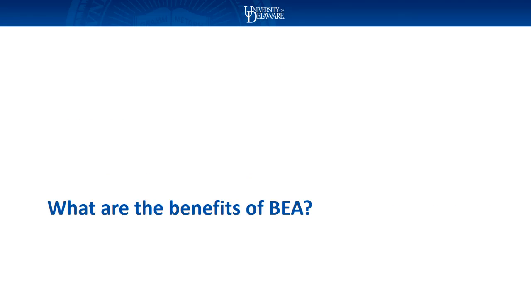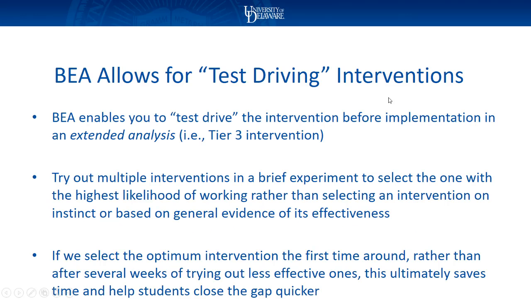What are the benefits of BEA? First, BEA allows for test driving interventions. BEA enables you to test drive the intervention before implementation in an extended analysis. In other words, a Tier 3 intervention. Note the difference between brief analysis and extended analysis. Brief analysis is meant to be a quick test drive of different interventions, whereas the actual intervention chosen is implemented for several weeks within Tier 3.